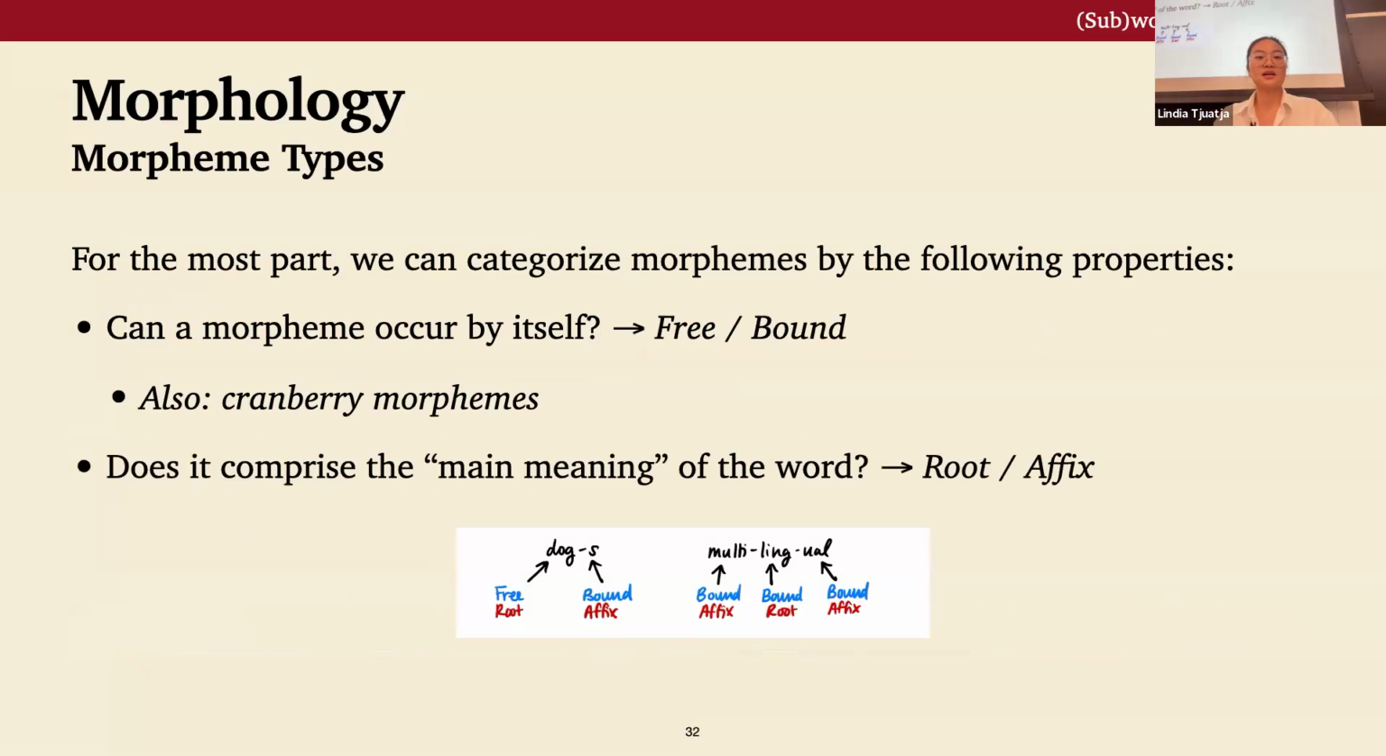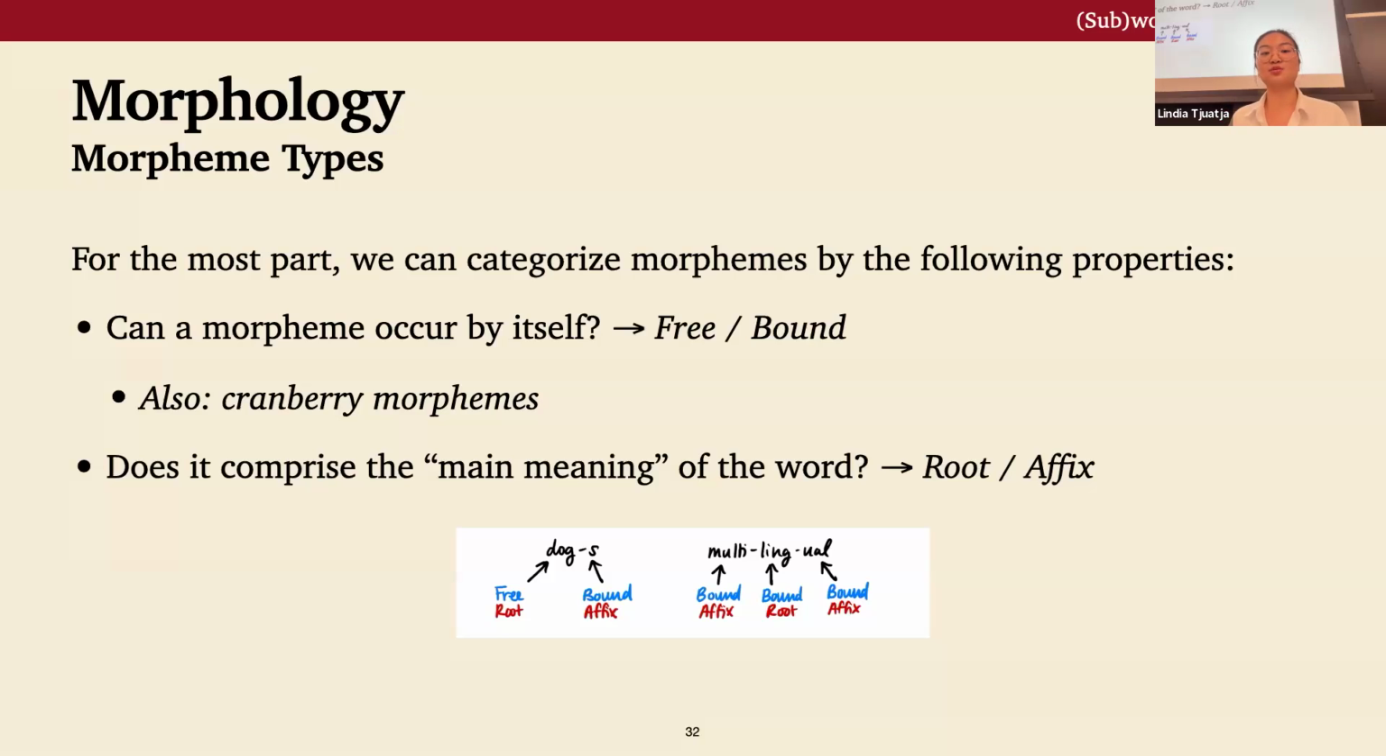Yeah. So for the most part, we can break down morphemes into two categories based on the following properties. First, we can ask, can a morpheme occur by itself? If a morpheme can occur by itself, then it's basically a word and we call it a free morpheme. But if it can't, then it's bound. So in dogs, we have a free morpheme dog and a bound morpheme, the plural s, because that just can't occur on its own. But we can also form words that are composed of all bound morphemes, like multilingual.